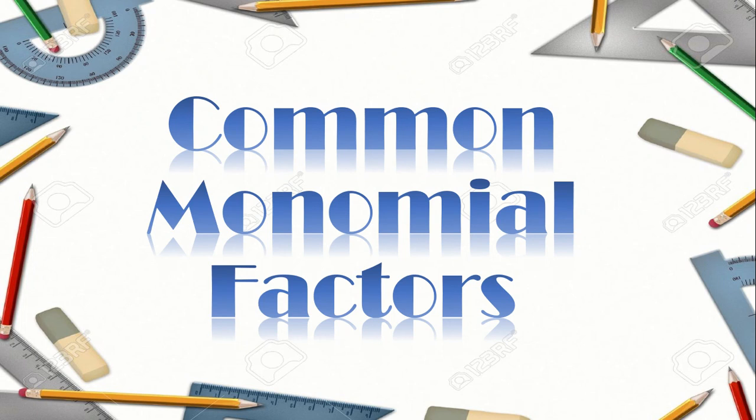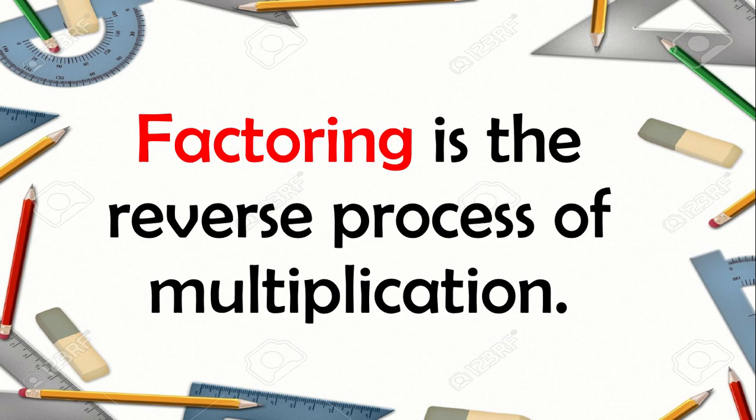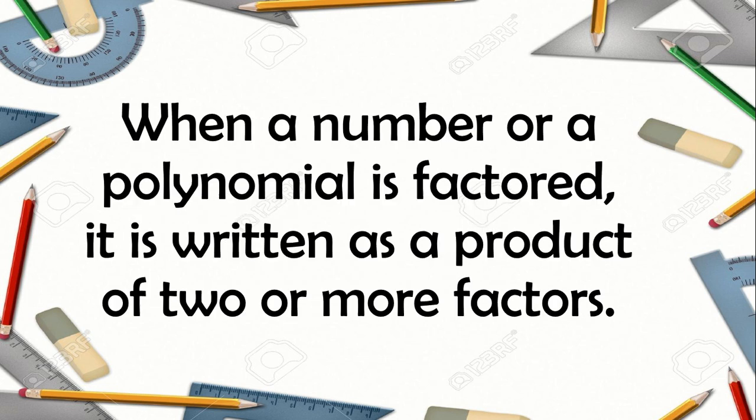Hello, grade students. For this session, I'm going to teach you about common monomial factors and how to find the greatest common factor. But before that, let us define what factoring is, because this is the focus of this lesson. Factoring is the reverse process of multiplication. When a number or polynomial is factored, it is written as a product of two or more factors.